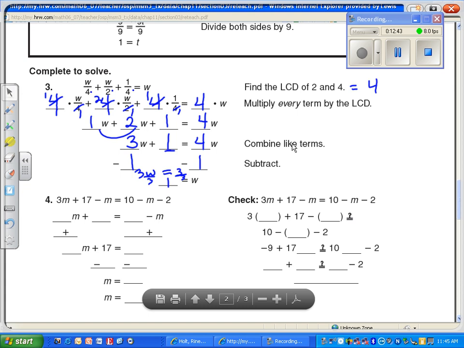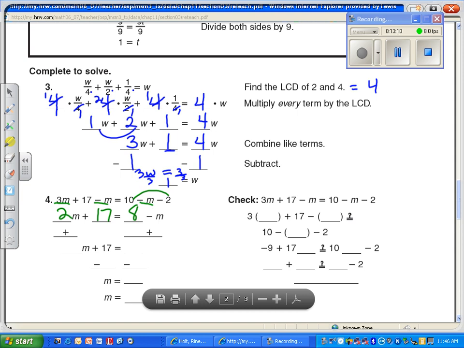All right, let's do the last one on this page, number 4. Looks like there's no fractions I need to wash out. So let's combine our like terms, our 3m and our minus m on the left. So that'll turn into 2m plus 17. I can combine the 10 and the minus 2, so that becomes 8 minus m.